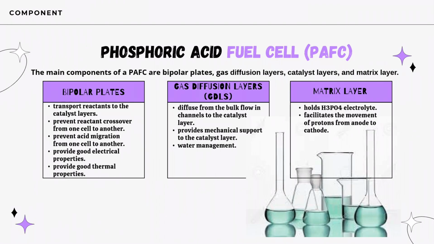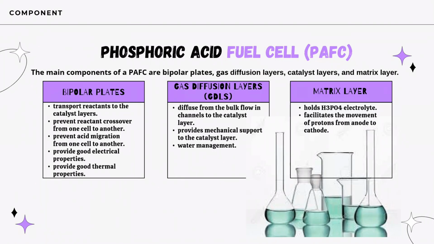The main components of a phosphoric acid fuel cell are bipolar plates, gas diffusion layers, catalyst layers, and matrix layers. Firstly, the main function of bipolar plates is to transport reactants to the catalyst layers, prevent reactant crossover from one cell to another, prevent acid migration from one cell to another, provide good electrical properties to minimize IR loss through the plate, and provide good thermal properties to transport heat generated in the cell to the coolers.